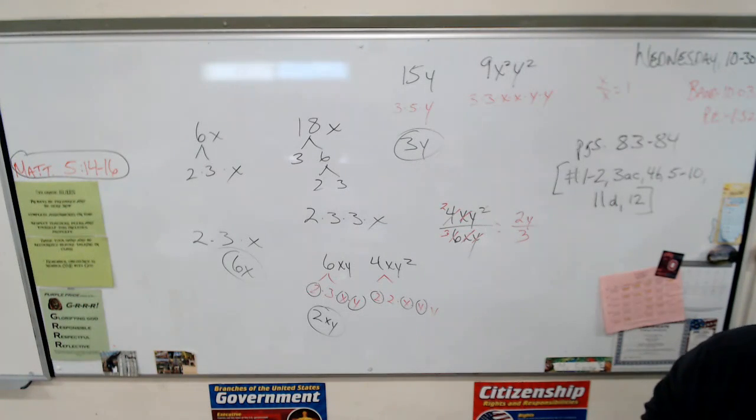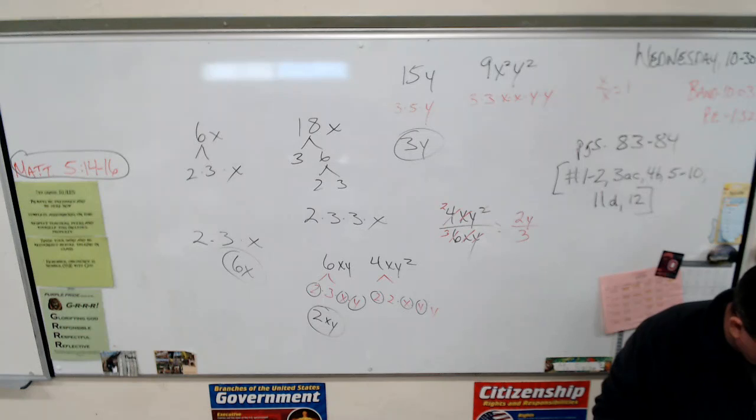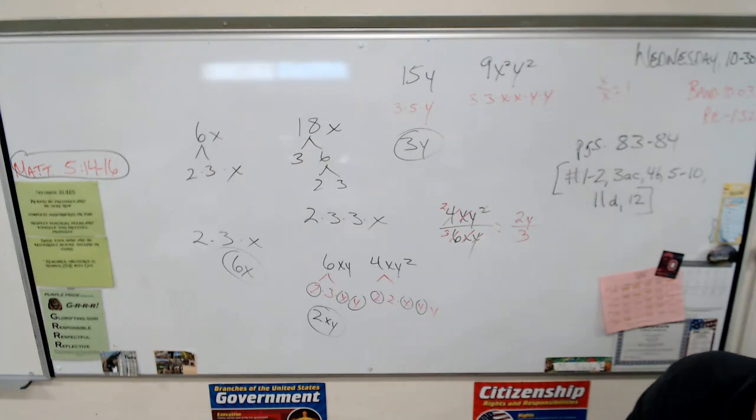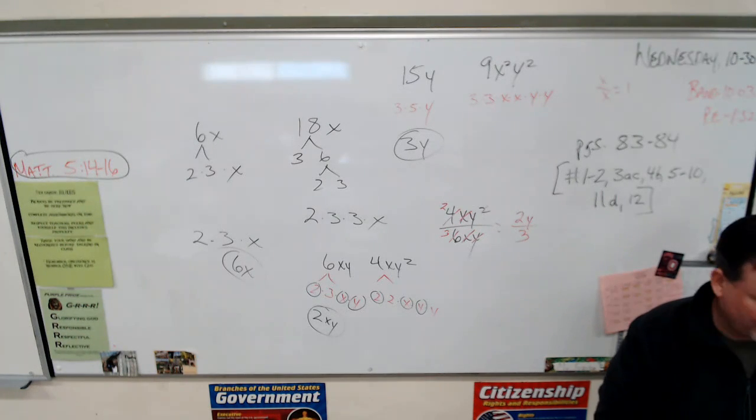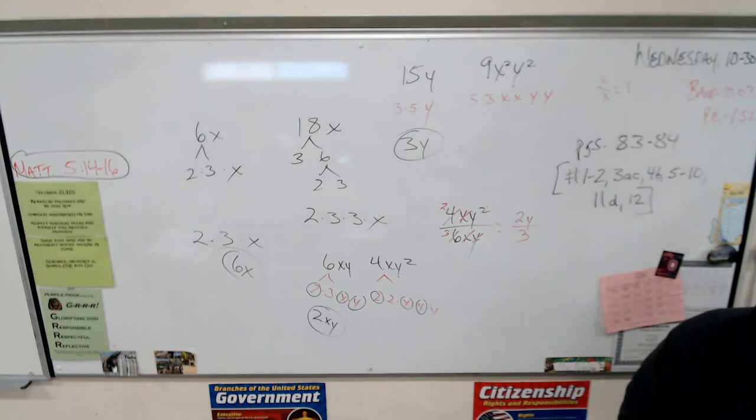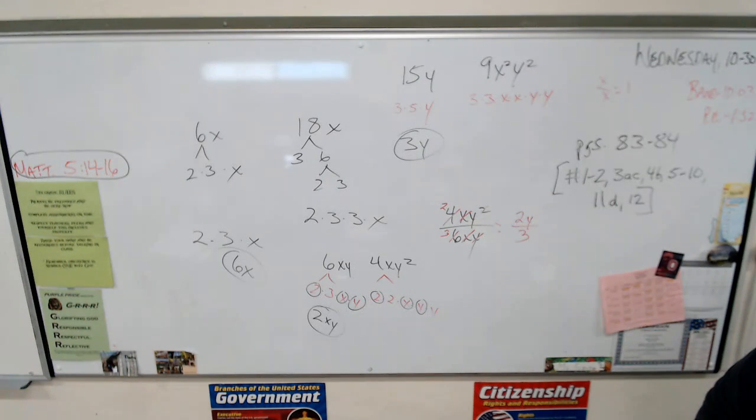Number 12. 5xy cubed, 10x squared y squared. We should be able to all do this in less than a minute now. 5xy cubed, 10x squared y squared.